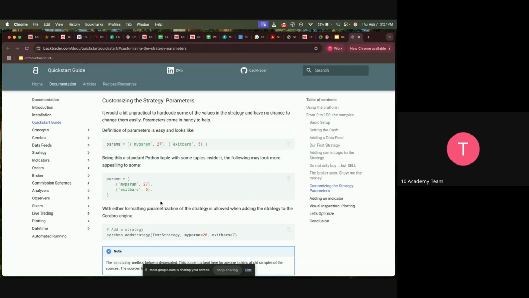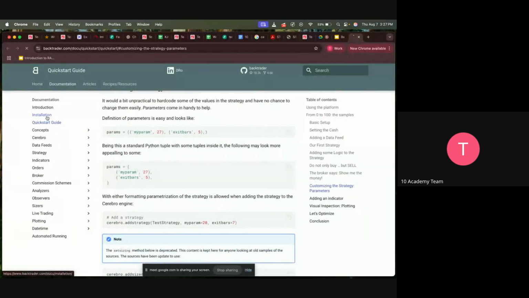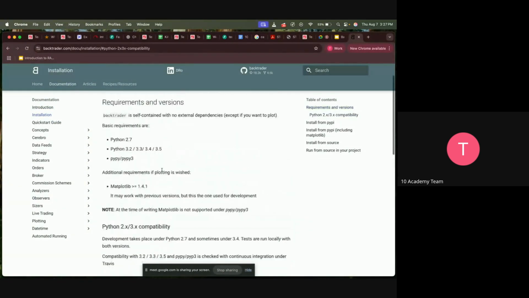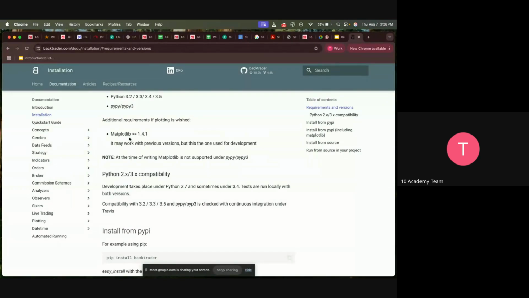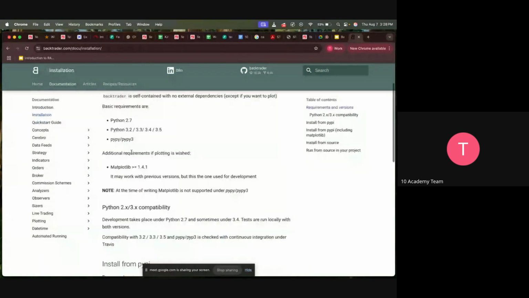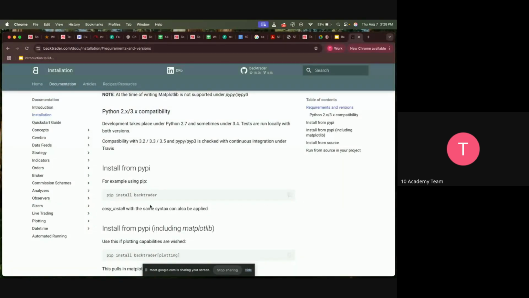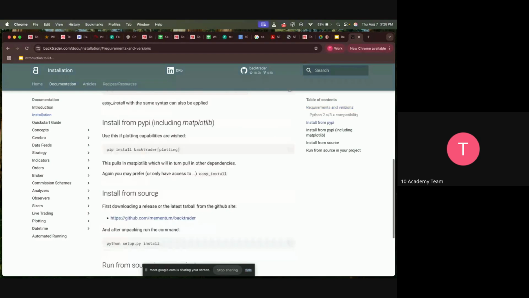So I'm going to walk you through this one. Before this, for the installation, here are the basic requirements. It runs on Python versions up to 3.5, so you should be aware of that in case there's a version dependency error on your end. Make sure to refer to their documentation. Just do pip install Backtrader and you're good to go.